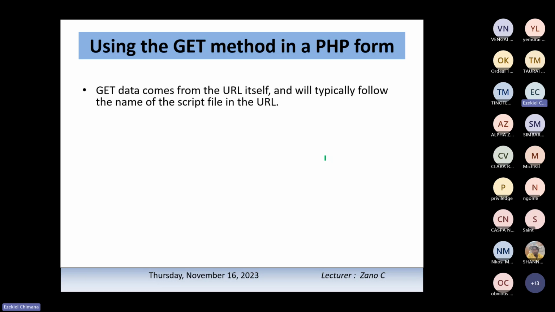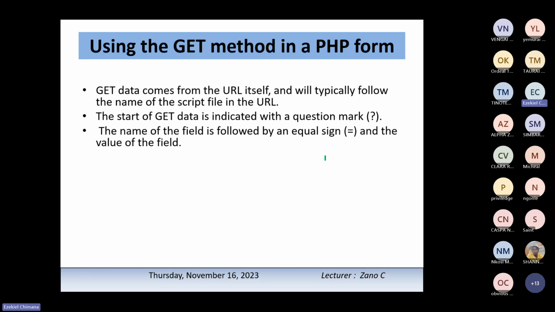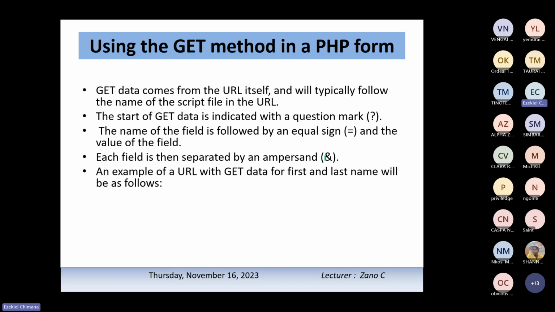Using get, data comes from the URL itself, and you typically follow the name of the script file in the URL. The start of get data is indicated with a question mark, and then the name of the field is followed by an equal sign and the value of the data. I'm just going to demonstrate on this one. Each field is then separated by an ampersand operator, and the example of a URL with get data for first and last name will be as follows.